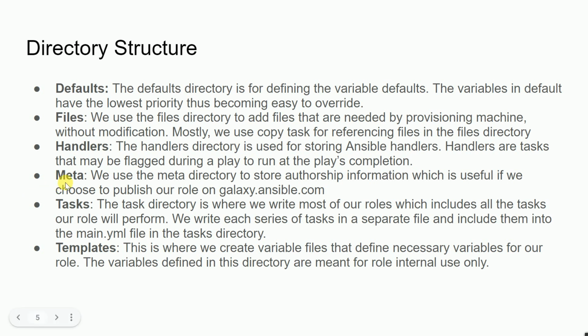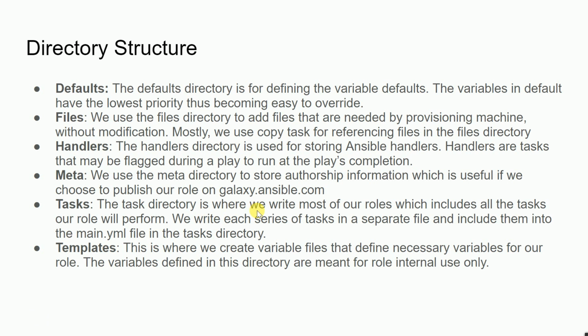Then meta. We use the meta directory to store the authorship information, which is used if we choose to publish our role on galaxy.ansible.com. If you want to create a setup role that needs to be uploaded to galaxy.ansible.com, you need to define your authorship in the meta folder.